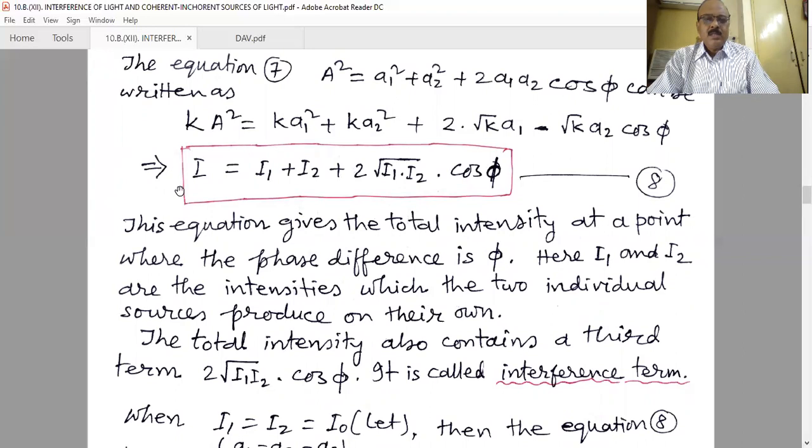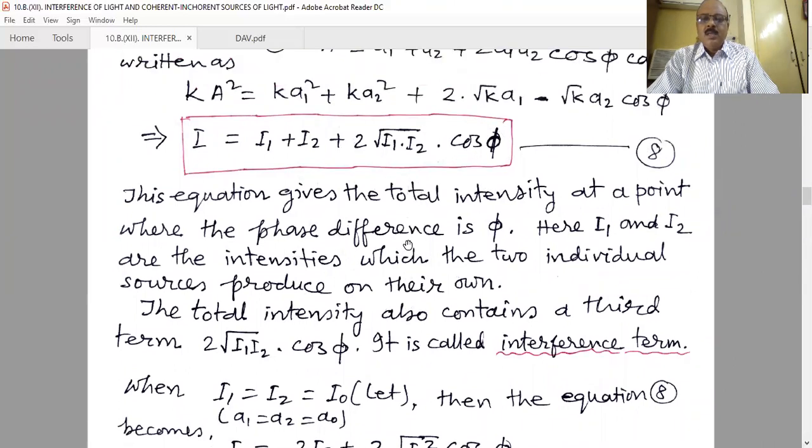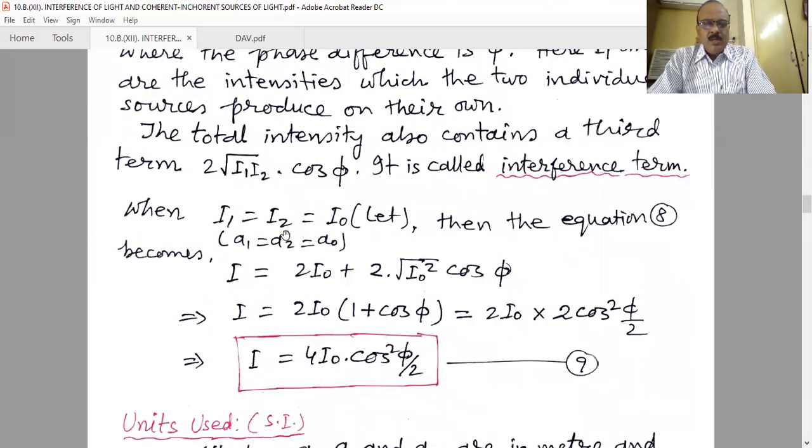So what will be the resultant intensity I? That now depends upon this term, which is known as the interference term. If interference has not taken place, then this term will be 0, and the intensity will be the ordinary sum I1 plus I2, which is observed in our daily life. When I1 is equal to I2 is equal to I0, let us suppose the intensity of the two waves is the same when they superpose each other.